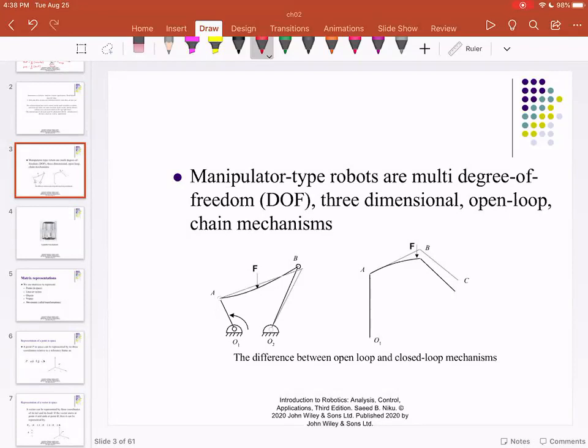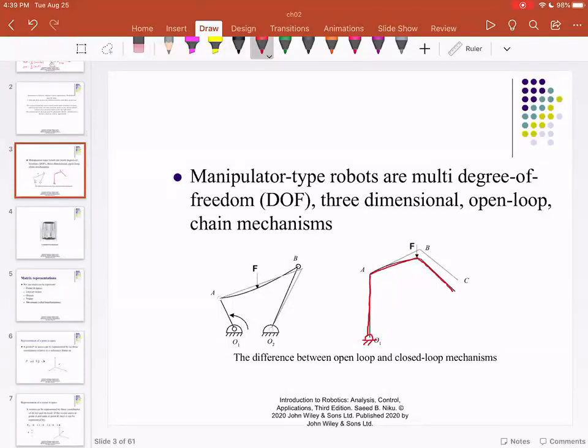For example, you could have a mechanism, something like a 4-bar mechanism that allows you to transmit motion from link number 2, which is the crank, to the rocker arm. Or you could have an open loop chain type of mechanism, wherein think about this: this is the first link of the robot, then you have the second link of the robot, and you have the third link of the robot. In closed loop mechanisms, the loop is closed.